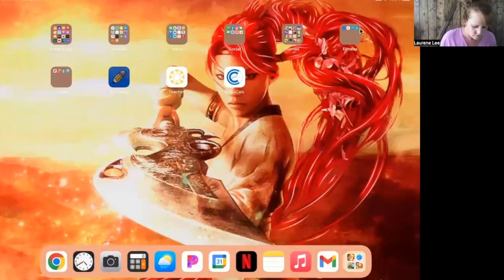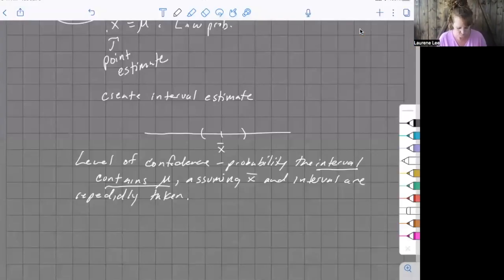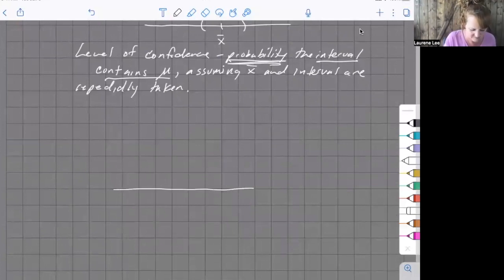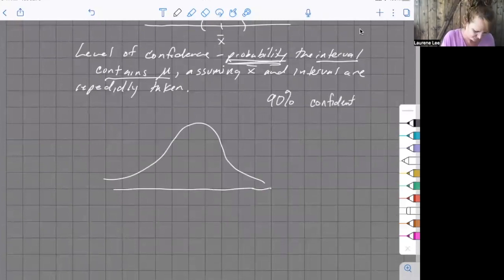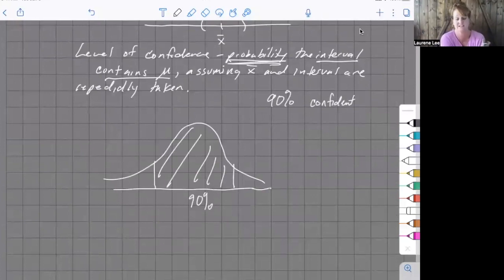Okay, so what are we doing and how do we do it? Well, the confidence level is a percentage. It's a probability, the probability that an interval contains the mean. So in 5.3, I think it was, we did these problems where I gave you a percentage. Let's use 90%. Let's say we want to be 90% confident. That means that I want the middle 90% of these intervals to contain the population mean. So that means I'm okay with 5% error on either side.